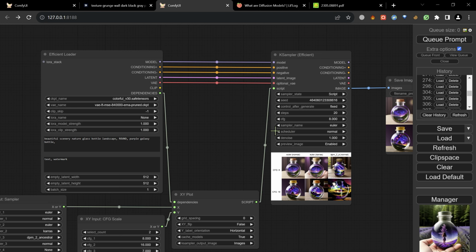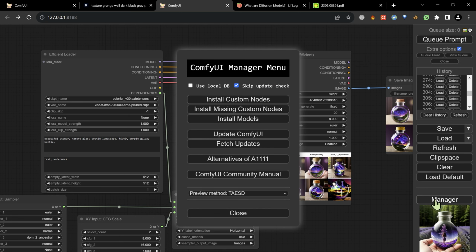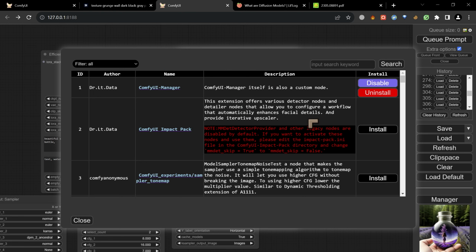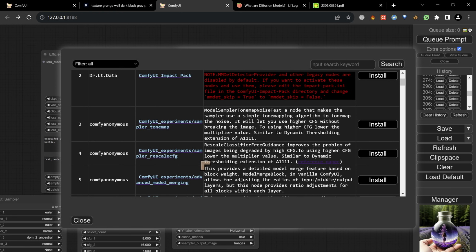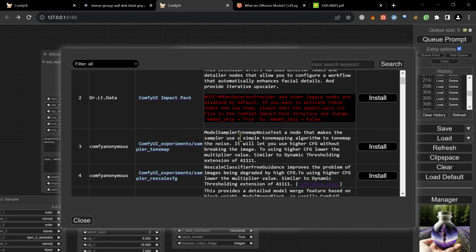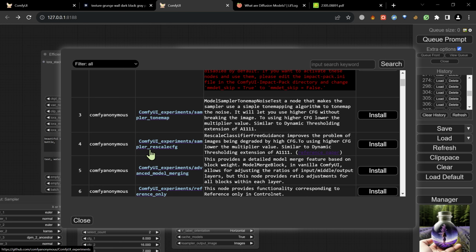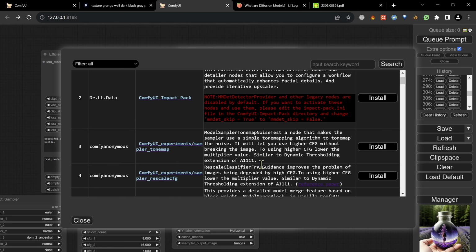Now, one of the other things that might become a possibility for you. It depends on how much time you want to do this. But if you open up the manager and we go into custom nodes, there's actually a couple of very interesting extensions. These I think come from Stability AI, but there are two extensions here. One is called ComfyUI Experiments Sampler Tone Map, and the other one is Experiments Sampler Rescale CFG. And these two are really designed to try to tackle some of the problems that we are looking at in terms of the way the CFG produces too much saturation and too much contrast.